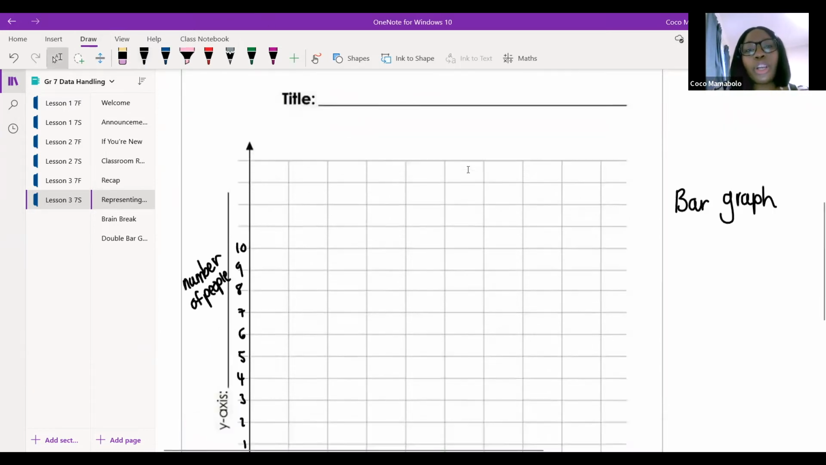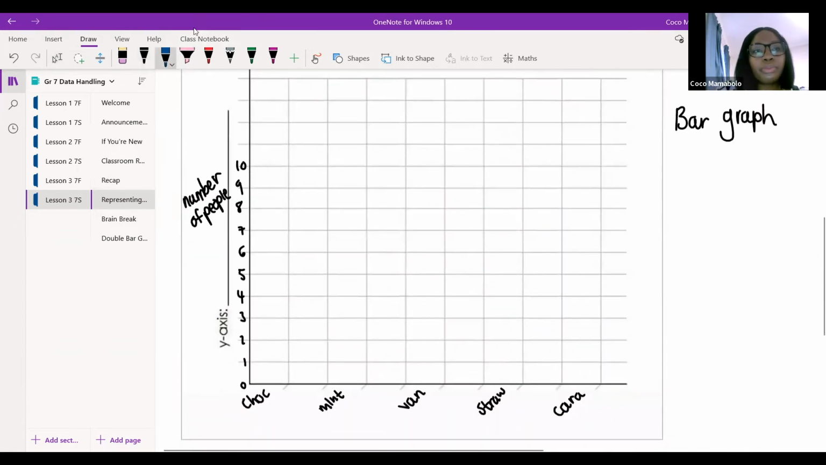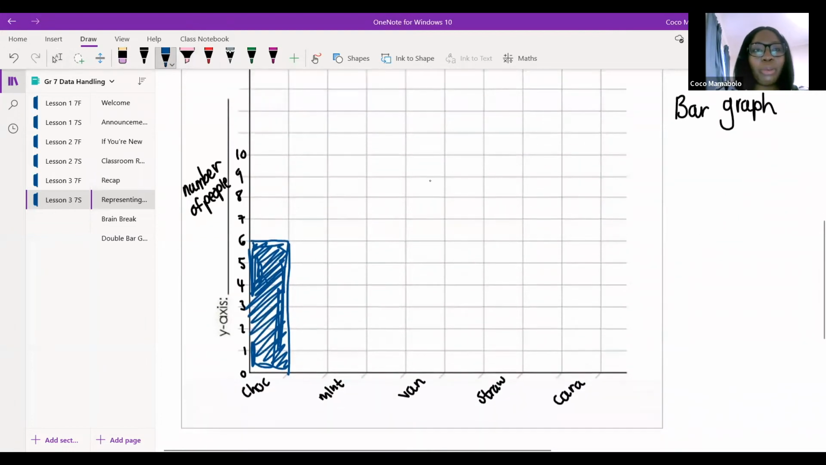So we're going to start with chocolate. Chocolate is 6 people. So 6 people over here. Okay, we're going to do that, and then we're going to color it in. That's our first bar. I know my bars could look better, but hey, it's all good. Okay, mint choc comes in at a 9, at a whopping 9.